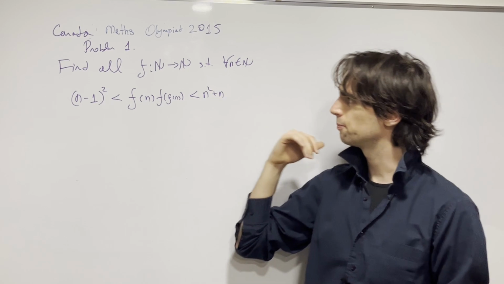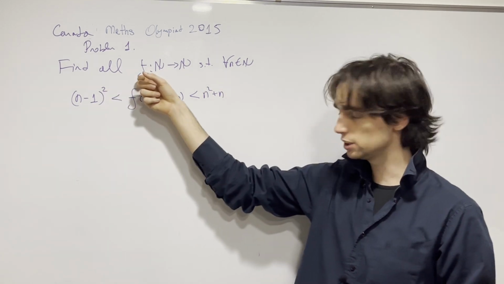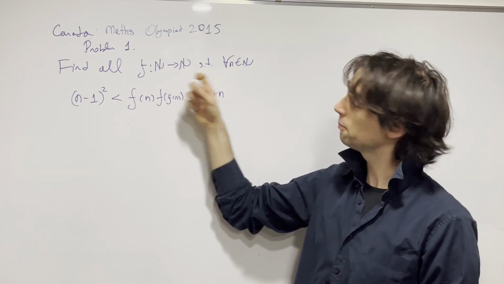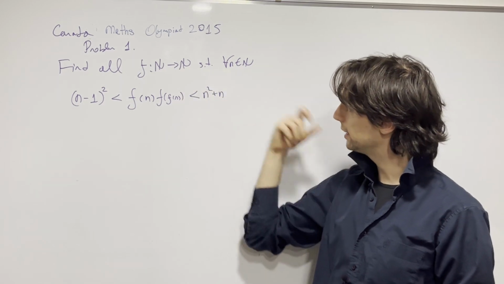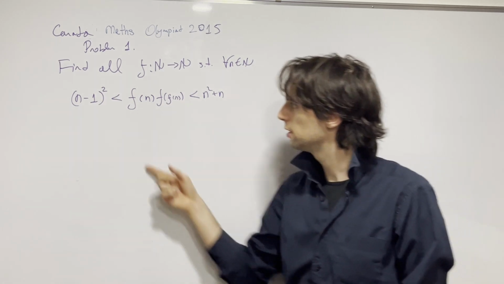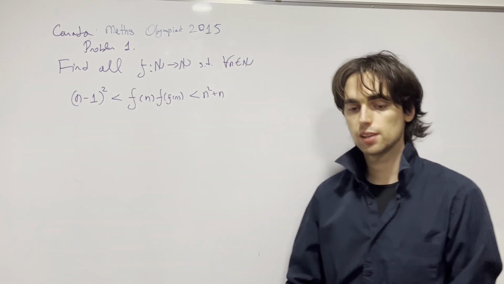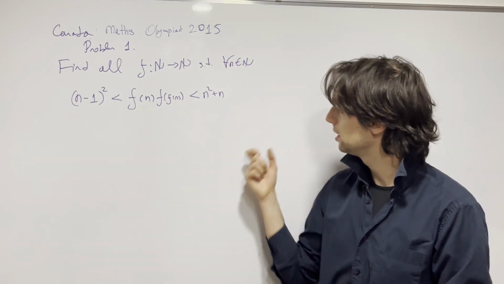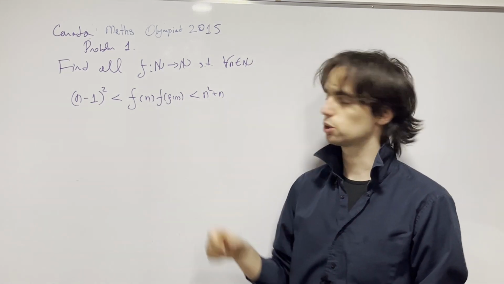It says, find all functions from the natural numbers to the natural numbers. Natural numbers start at 1 here. Such that for every n that's a natural number, this holds true for f: (n minus 1) squared is less than f of n times f of n, and this is less than n squared plus n.